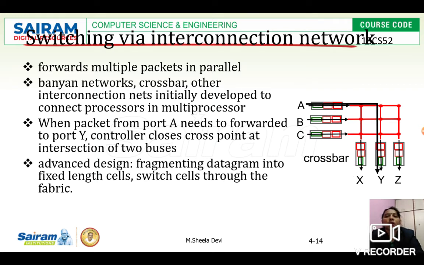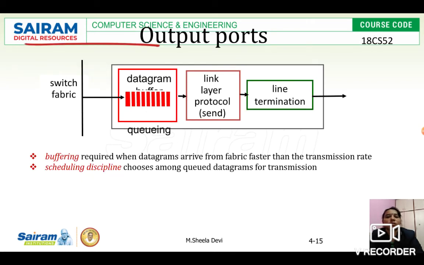When a packet from port A needs to be forwarded to port Y, the controller closes the crosspoint at the intersection of the two buses. Then it forwards multiple packets in parallel, as I said. Advanced design: fragmenting the datagram into fixed length cells and switching the cells through the fabric. Instead of sending the datagram fully, it can be divided into fixed length cells and switched to the outgoing port or outgoing link.